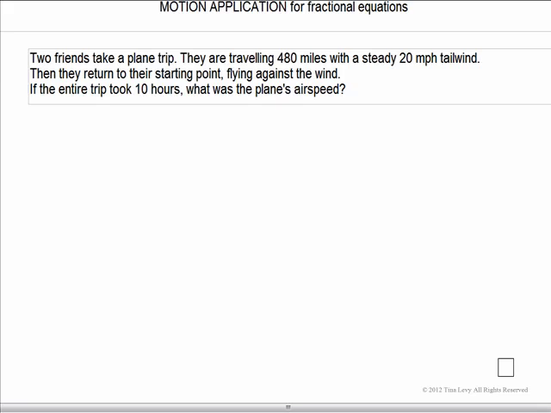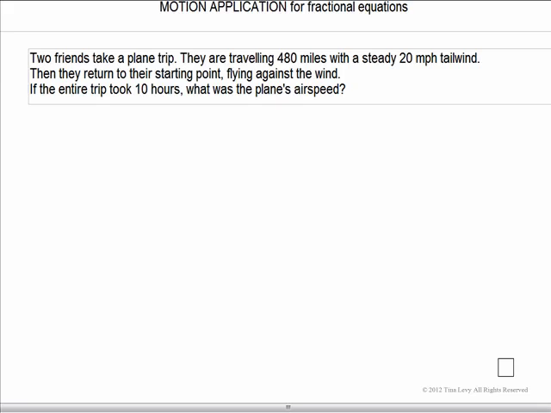In our problem, two friends take a plane trip. They're traveling 480 miles, and at first they're going with a 20 mile per hour tailwind. They're going faster because of the tailwind. Then they return to the starting point. This time they're flying against the wind, which will be slower. The entire trip took 10 hours. What was the plane's airspeed?